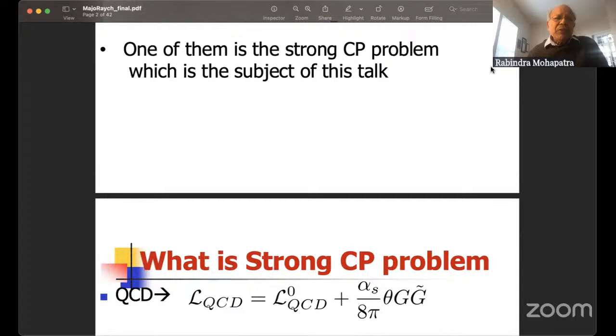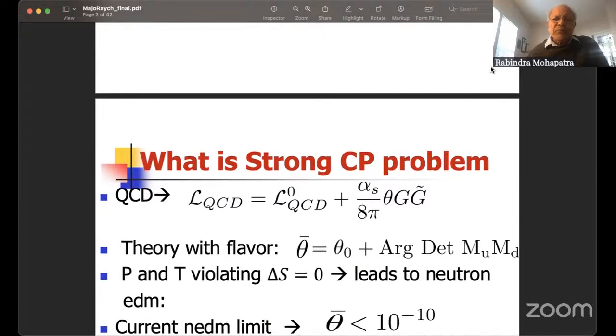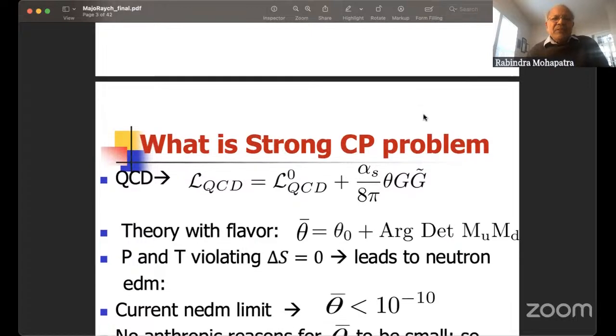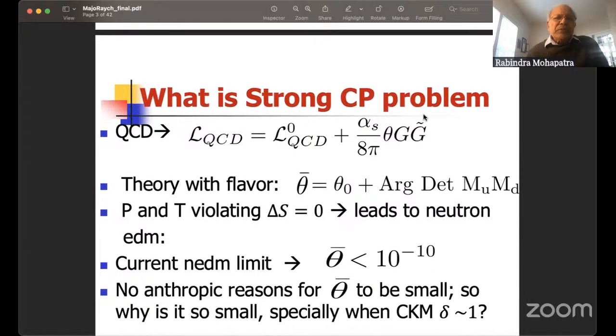So what I will do is first introduce the strong CP problem, which all of you, I'm sure, know. What is the strong CP problem? If you look at the QCD part of the standard model, you see that there is a CP violating term, the last term, which is called the theta term, with G G-dual and the strong coupling. Once you have a theory with flavor, like the standard model or any extension of it, you have a theta bar, which is the effective theta: the theta over here, which I denote by theta 0, plus the argument of the determinant of mu times md. You add all of this together, and that is your effective theta bar.